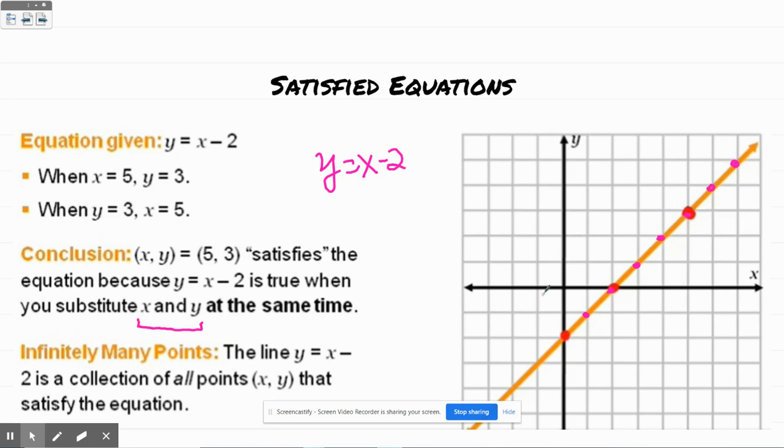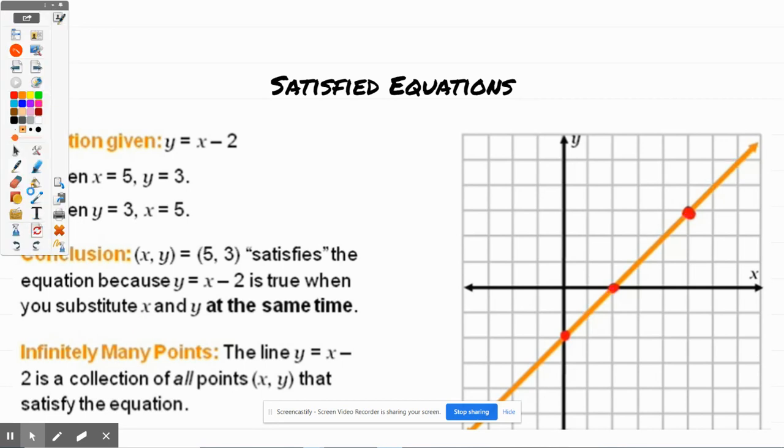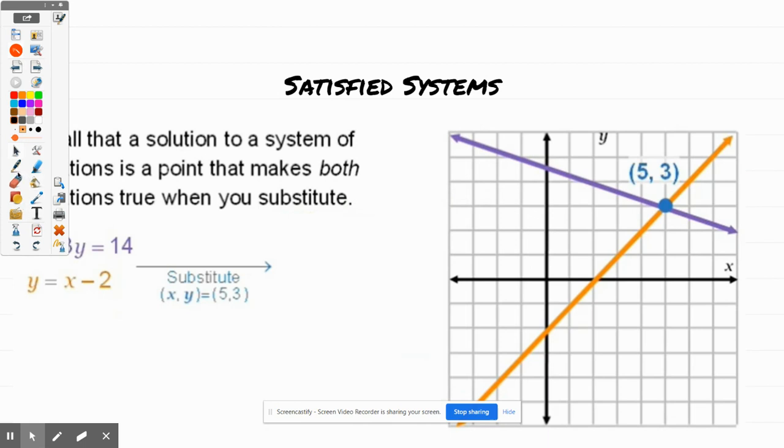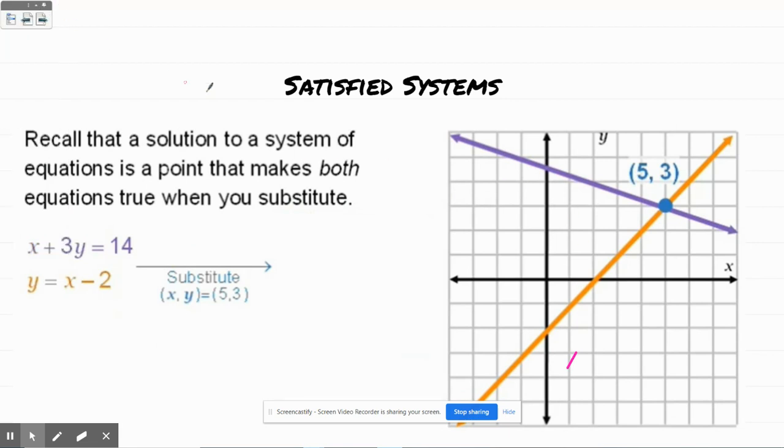The only answer shows up when you're looking at a system, when there's two lines at once potentially. You would want something that would satisfy them both at the same time. And that's what this is talking about. So while one line has infinitely many answers and the other line has infinitely many answers, there's only one point, and that point is (5, 3) here, that would satisfy both of these lines. So recall that a solution to a system is when they're both true, when you substitute.